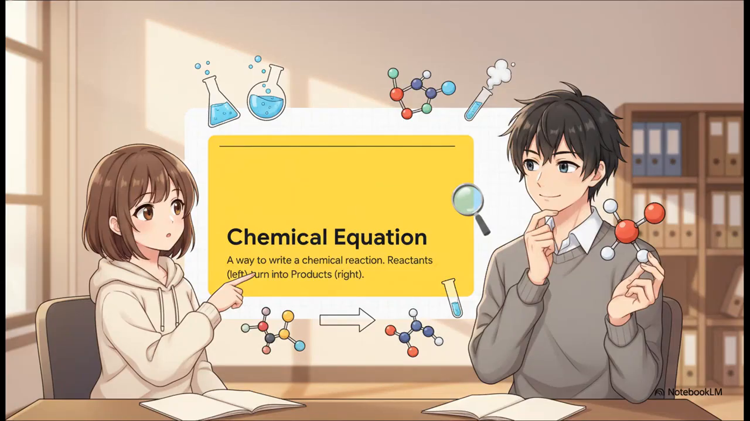Okay, so how do we actually write all this down? We use a chemical equation. And it's actually really simple. The things you start with, you can see them on the left, are called reactants. And all the new stuff you end up with on the right, those are your products. So reactants become products. That's all there is to it.